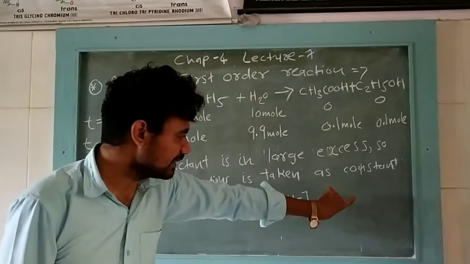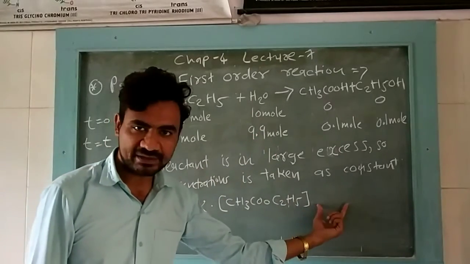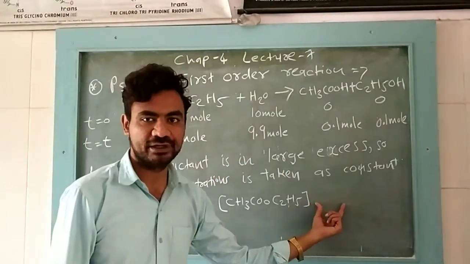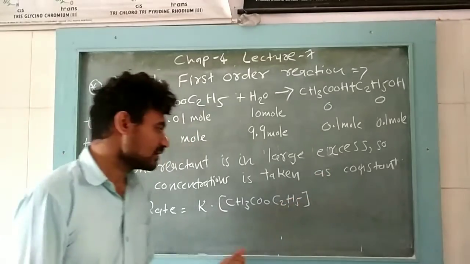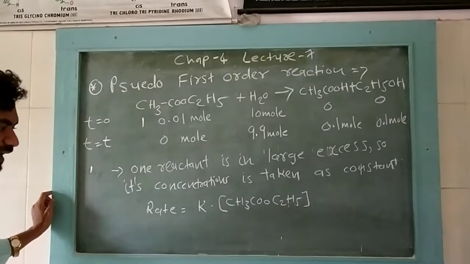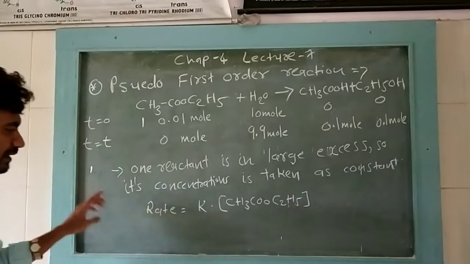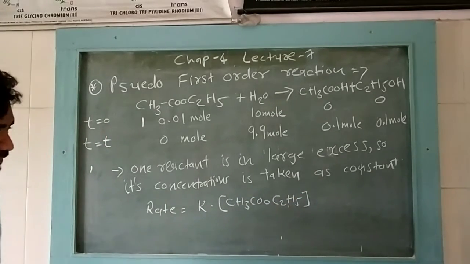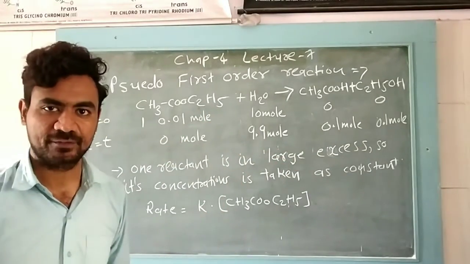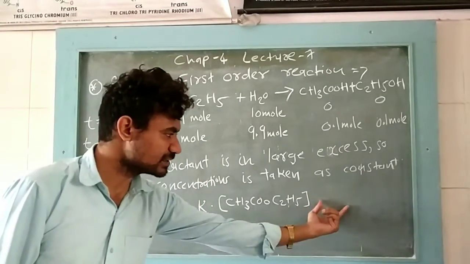Here originally water would be there. If the concentration is low, water will be there. But here the concentration of water is very high. So I am not writing H2O here. It is taken as constant. It does not change with time. So only ester is written here. The concentration of ester is written here, and it has power 1. So it is a first order reaction. Why is it like that? Because water is in a large excess amount. This is the condition: if water is in a smaller amount, then the water concentration will appear here.